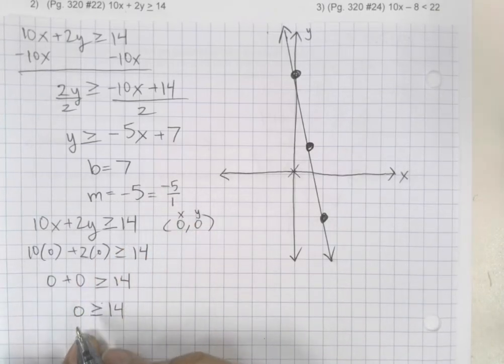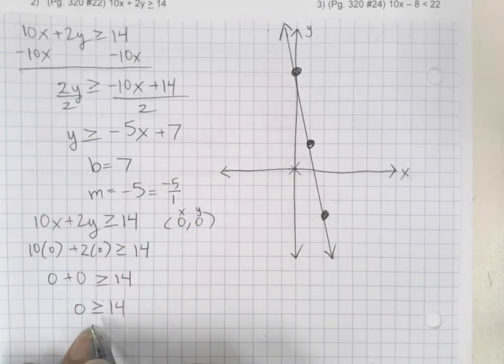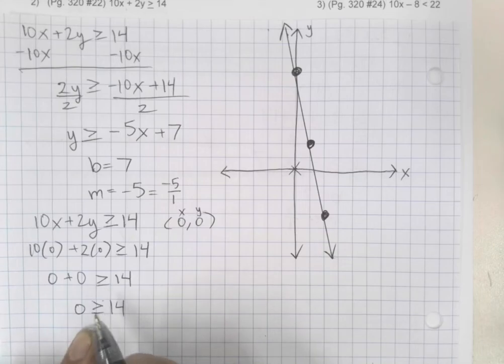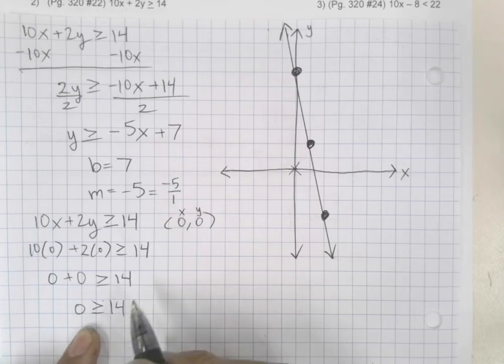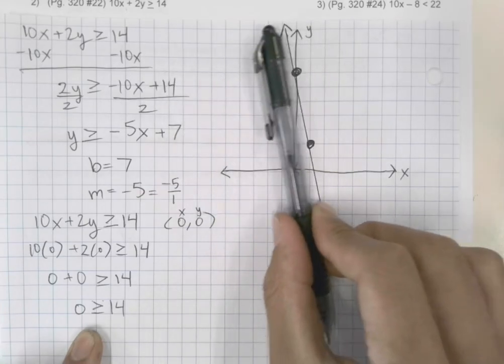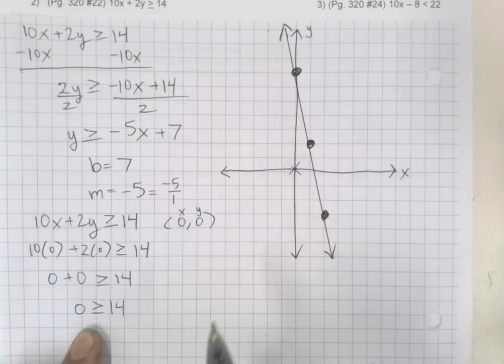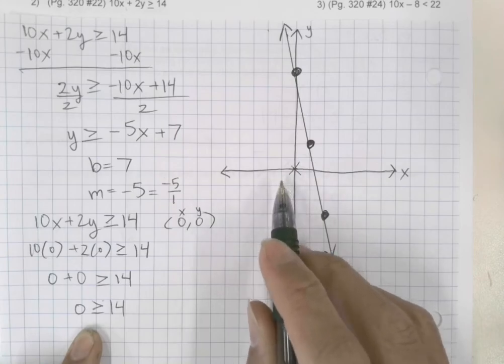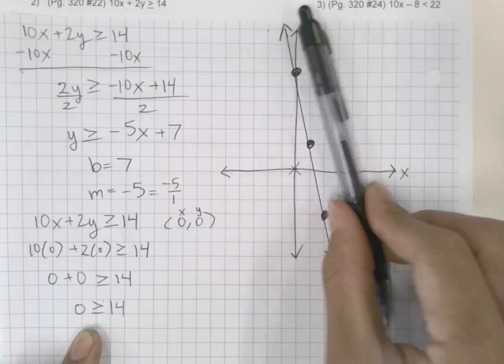Now the question is, is it a true statement or is it a false statement? Is 0 greater than or equal to 14? That is false. 0 is less than 14. So since it's a false statement, we are not going to shade the area that includes the test point. We are going to shade the opposite side.